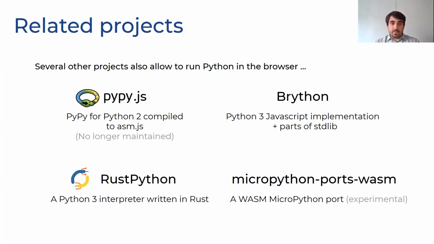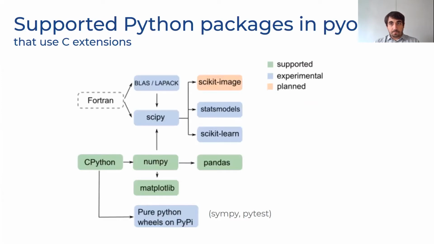There's also the RustPython project, which implements the Python 3 interpreter with Rust. And because Rust has really nice tools to produce WebAssembly, you can easily also build this for WebAssembly. There's also the MicroPython WASM port project, which is a project to compile MicroPython to WebAssembly. This is fairly experimental, but it's targeted to low resource environments, or if you want the download size to be very reduced.